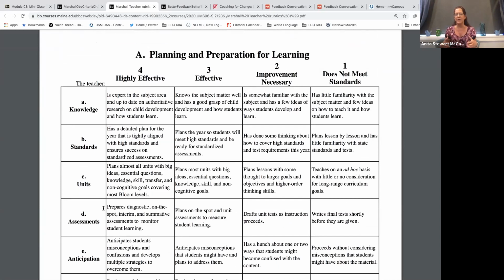So they might have already done that self-assessment, and they might already have ideas where they're saying, you know what, here are the 2 or 3 goals that I think I really need to work on. Or when you come in to observe me, I really would like feedback around planning and preparation for learning, because that's an area that I'm really working on.